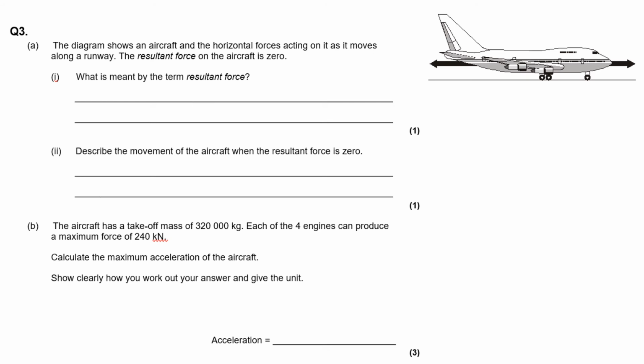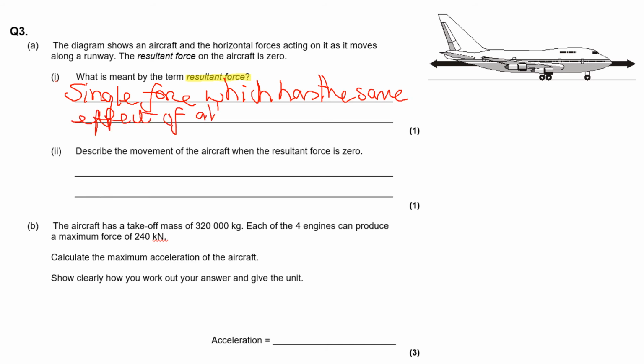Okay, the first part of the question is a definition. It's asking us to explain the term resultant force. So we're looking at this idea then, this is a single force which has the same effect of all the other forces acting on the object. Okay, that's your first mark.